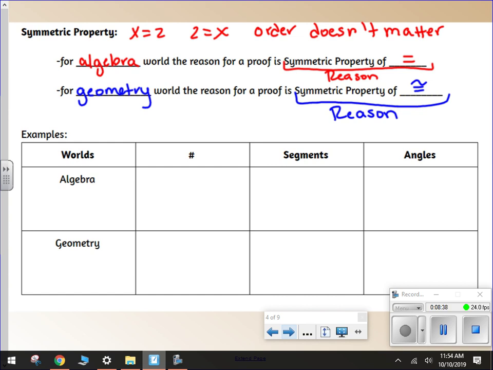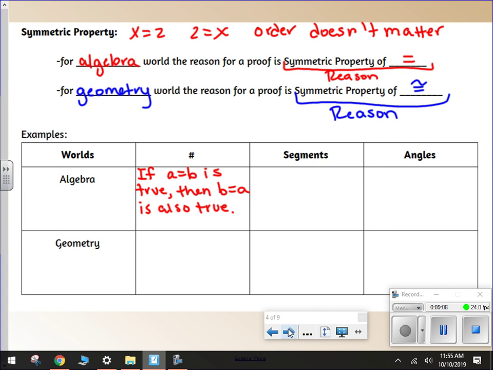So in the algebra world, if I had numbers, what essentially this is saying is if A is equal to B is true, then B equal to A has to also be true. So it doesn't matter how I write it, it's still the same thing. It's still saying that A and B are the same number. The order doesn't matter.